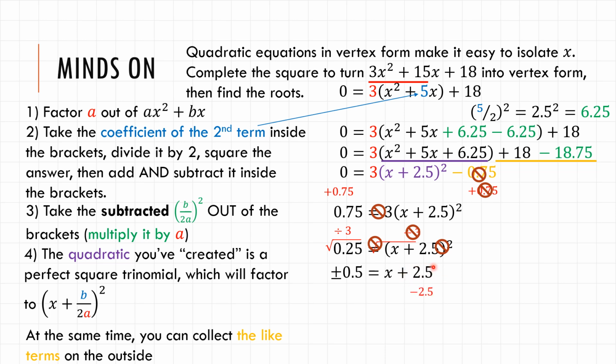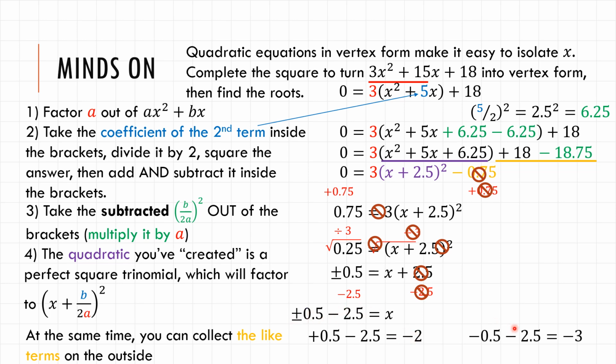The last step is removing this 2.5 by subtracting, and then I'd have to subtract on this side as well. So what does this mean? It means positive 0.5 minus 2.5 is a solution, and negative 0.5 minus 2.5 is another. The positive version gives negative 2, and if I take negative 0.5 and subtract 2.5, I get negative 3. So these are our two solutions, or our two roots of this quadratic expression, which is the same thing as the roots of this quadratic expression. You can plug that into Desmos if you would like to confirm that.